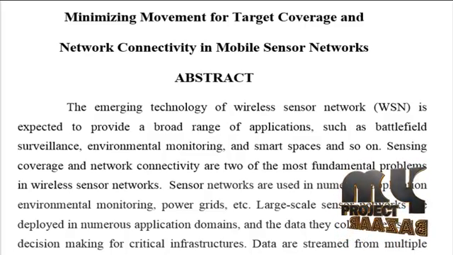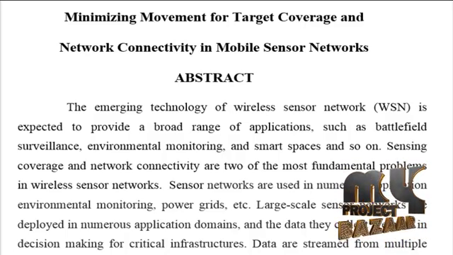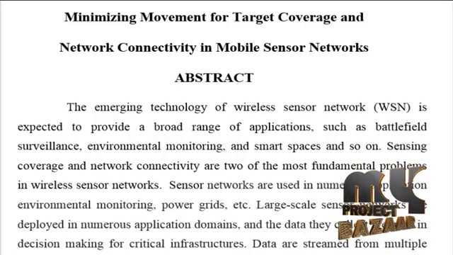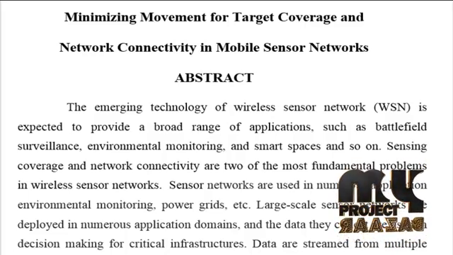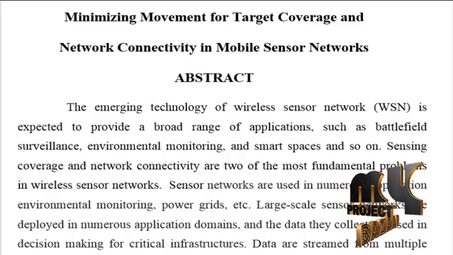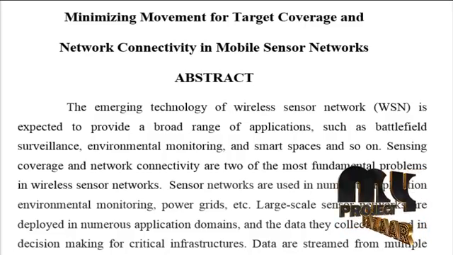The emerging technology of wireless sensor networks is expected to provide a broad range of applications such as battlefield surveillance, environmental monitoring, and smart spaces and so on. Sensing coverage and network connectivity are two of the most fundamental problems in wireless sensor networks. Sensor networks are used in numerous applications, environmental monitoring, power grids, etc.